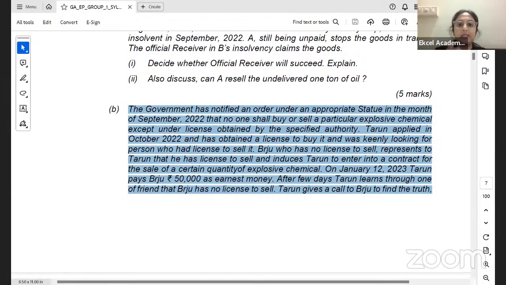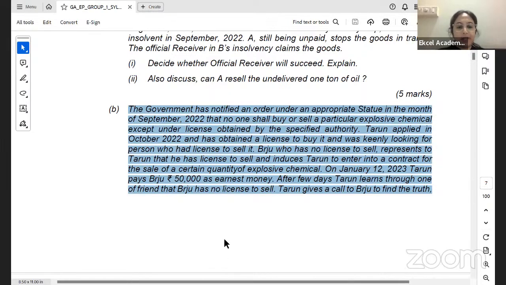So that means the government has issued a notification under a proper statute in September 22 that this is considered an explosive chemical. So this you cannot sell or buy without a proper license. That means whether you want to buy or sell, you have to take a license from the government. Otherwise, you can't deal with that particular chemical. So this was decided in September 22, and the government has issued an order also.